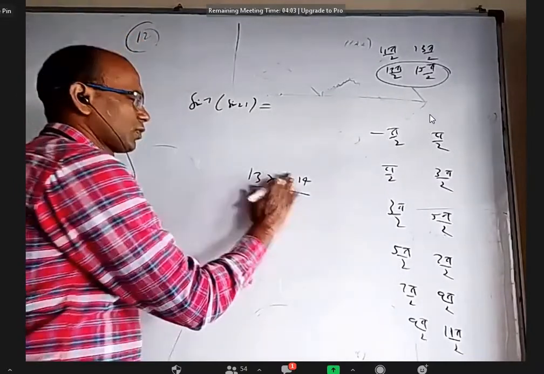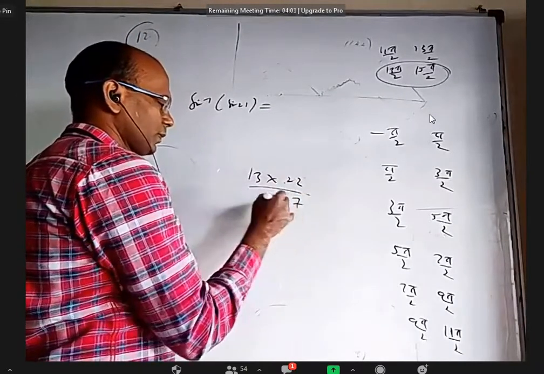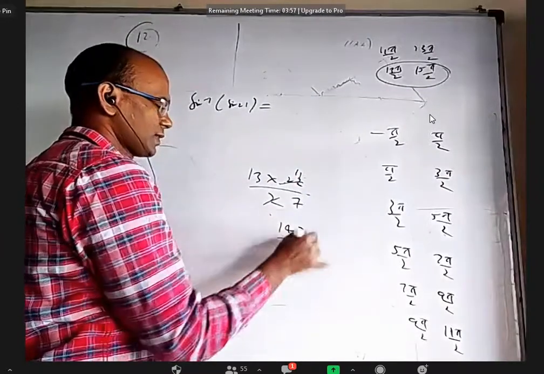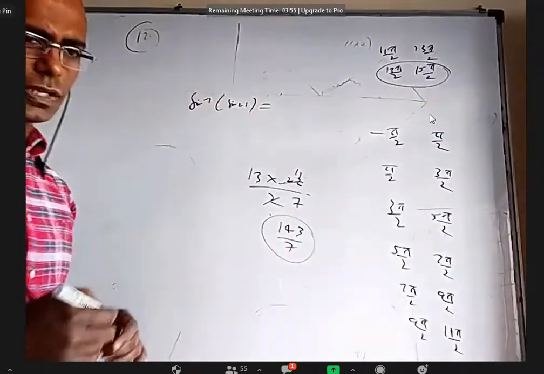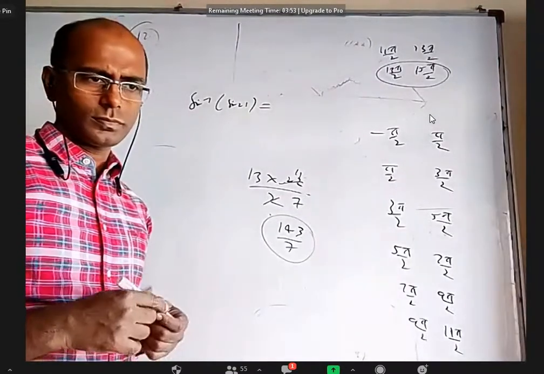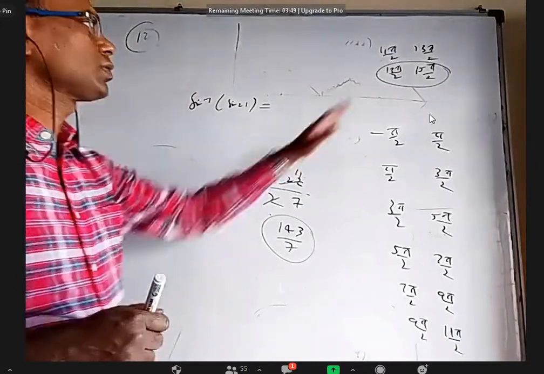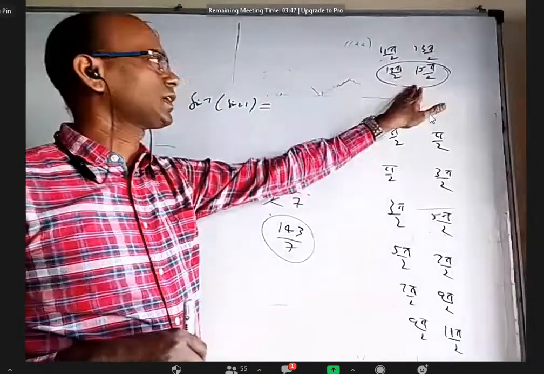If you want to write 22 by 7 also, not a big deal. Cancel with 11, roughly 143 by 7. It is a little less than 21, isn't it? Yes, sir. So 21 is very close to this, but a little beyond that.